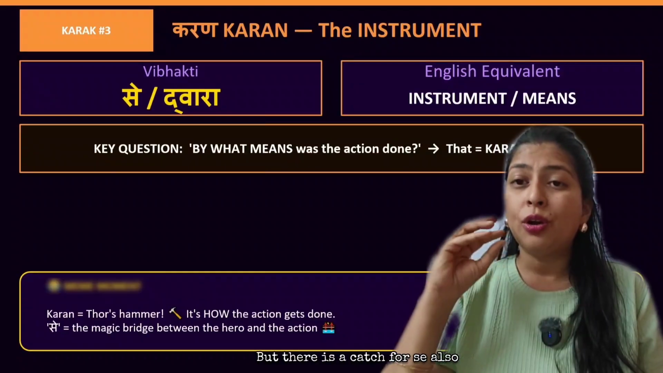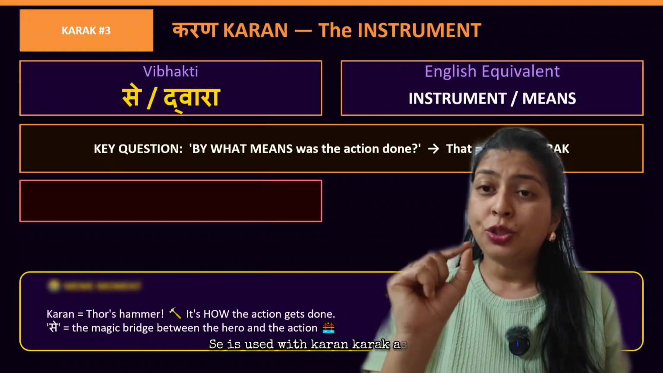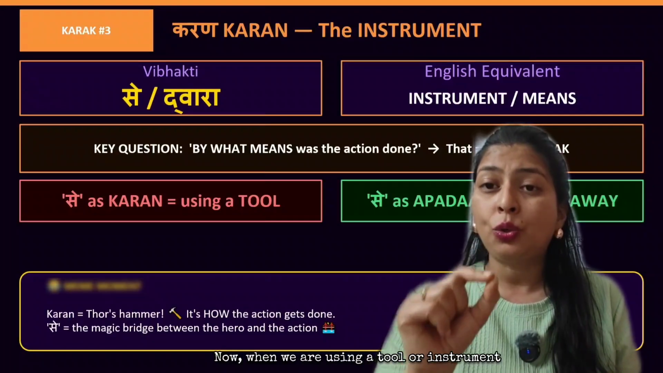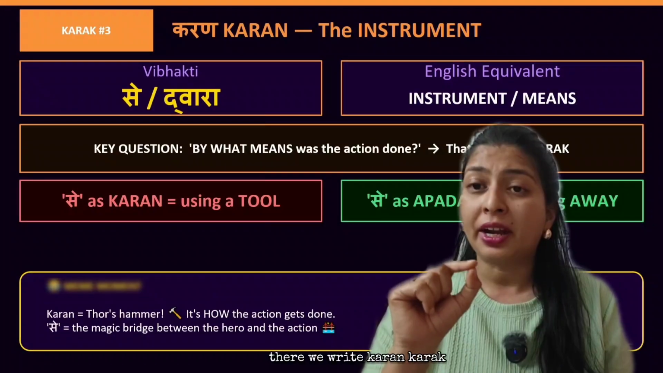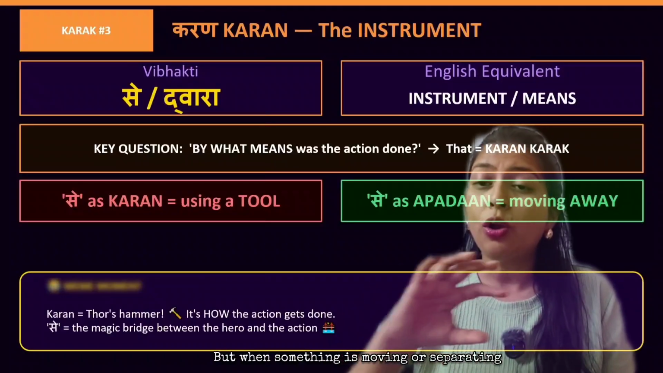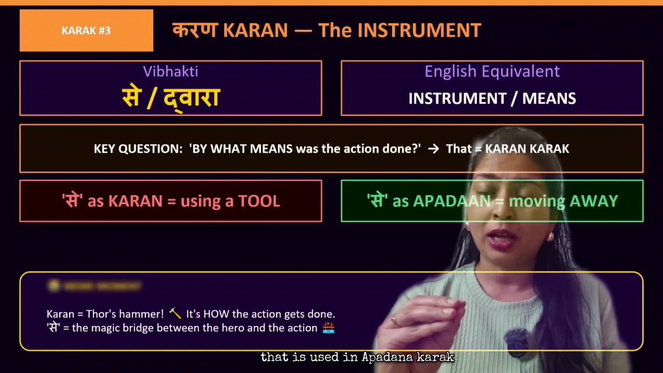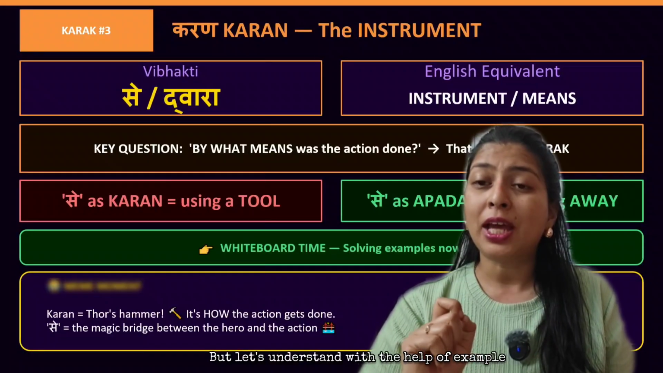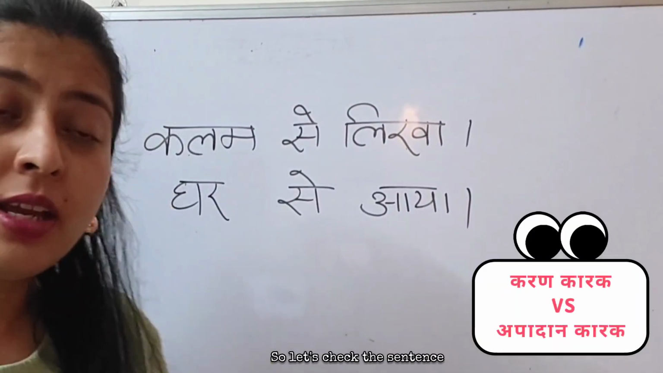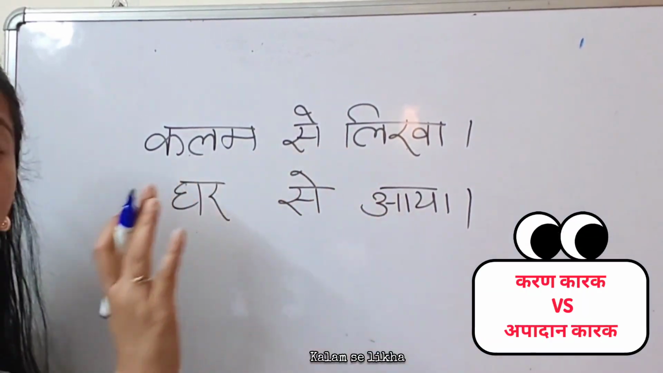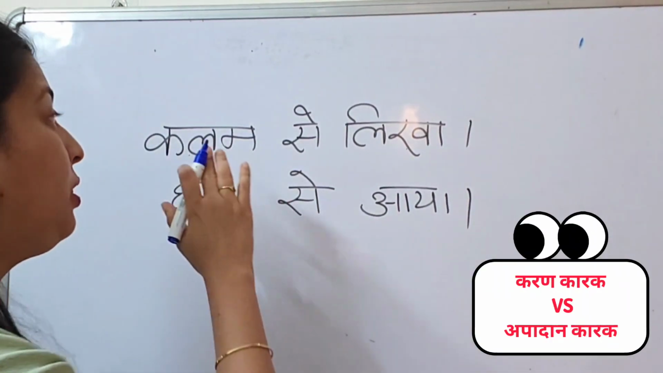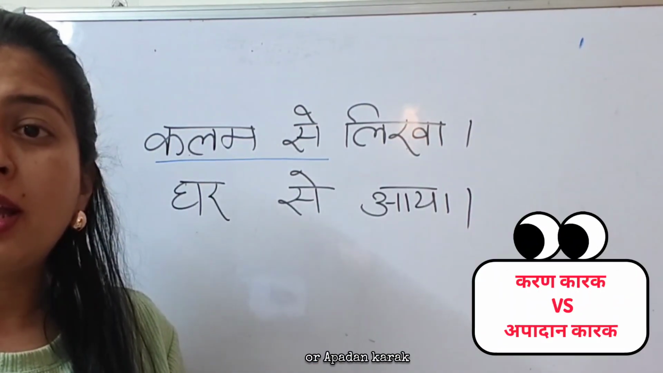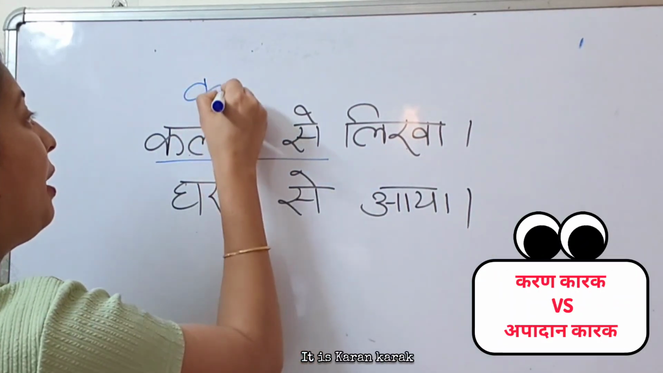But there is a catch for se also. Se is used with Karan Karak as well as Apadan Karak. When we are using a tool or instrument, there we write Karan Karak. But when something is moving or separating, that is used in Apadan Karak, which we will discuss in part 2 of this Karak video. But let's understand with the help of an example. So let's check the sentence. Kalam se likha. So with what tool or instrument has he written? With a pen. So here is kalam se Karan Karak or Apadan Karak? Yes, excellent. It is Karan Karak.